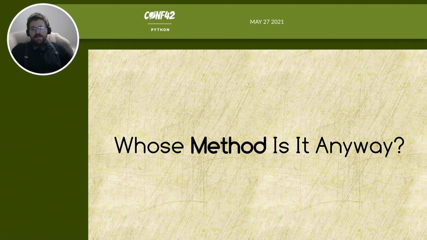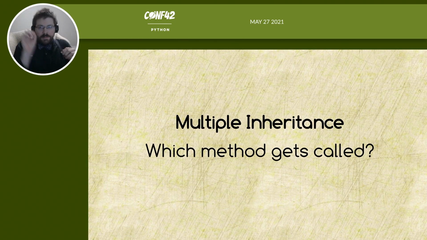So whose method is it anyway? That's the question that scares a lot of developers when we talk about multiple inheritance. If you have a class, say a class C, that inherits from classes A and B, then if classes A and B both implement a function, say foo, because I have no imagination here, then if you call c.foo, which version of foo gets called, the one on A or the one on B?